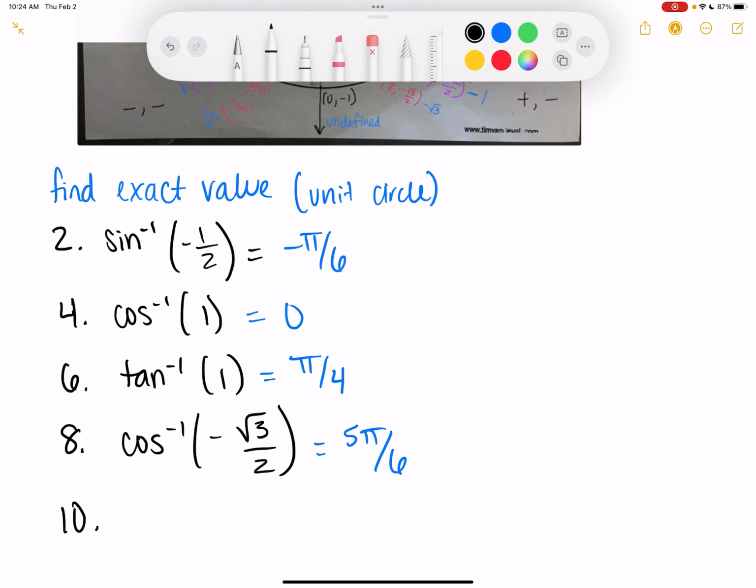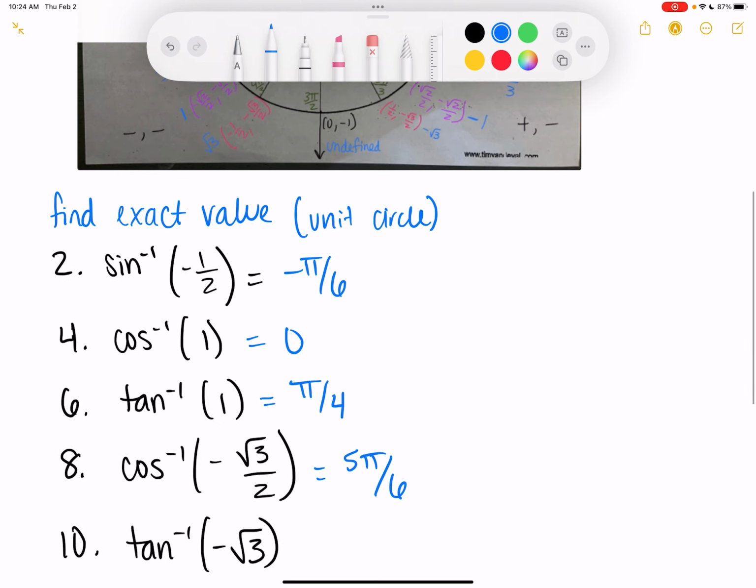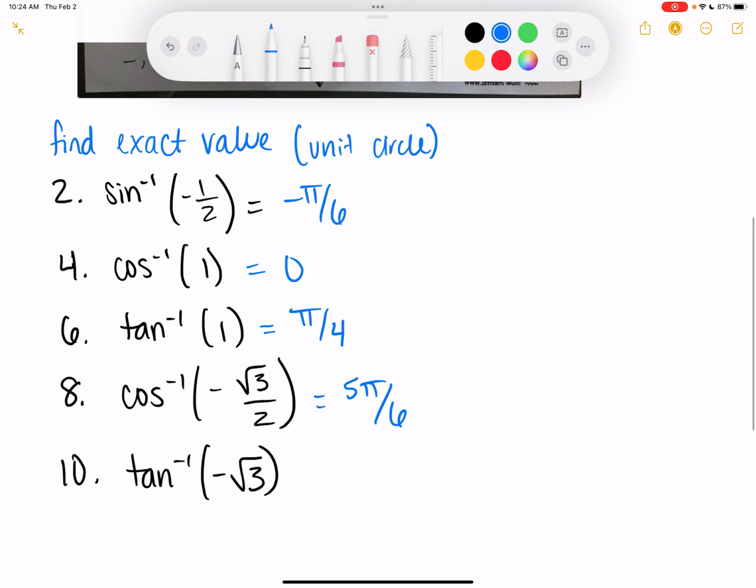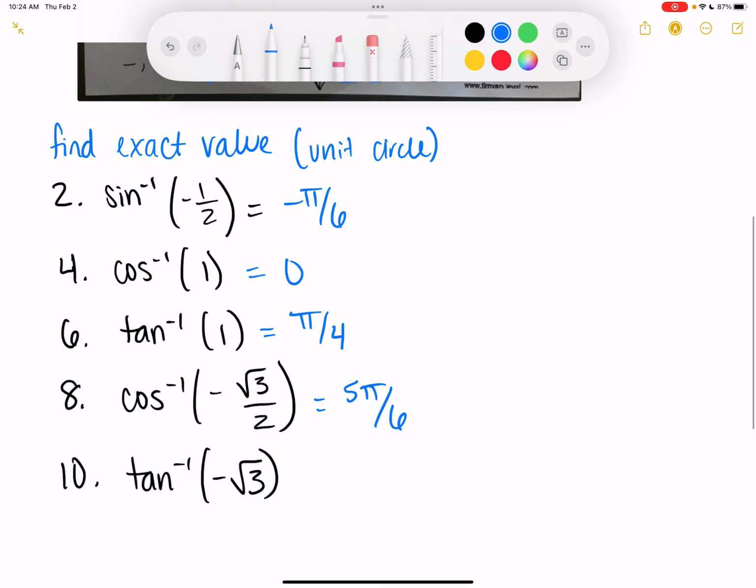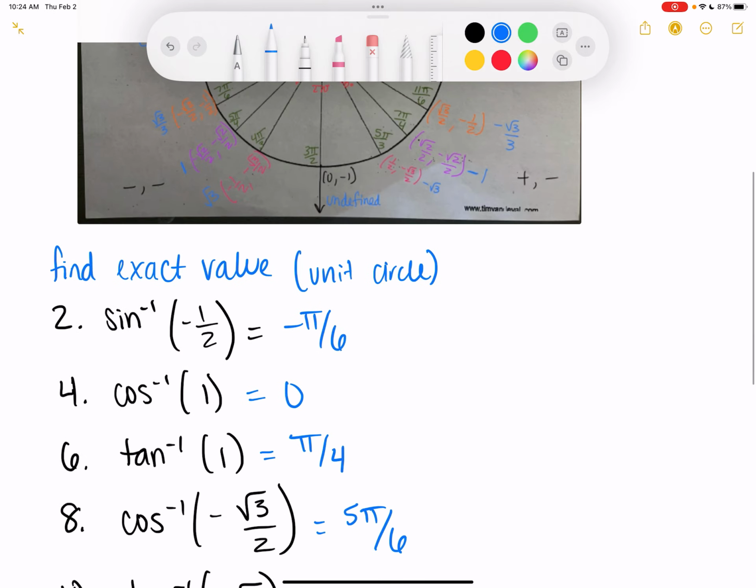Number 10, arctangent of minus the square root of 3. Where is it? Minus the square root of 3. Oh, I'm trying to slide up to look at the unit circle. Negative pi over 3. Yep, negative pi over 3.